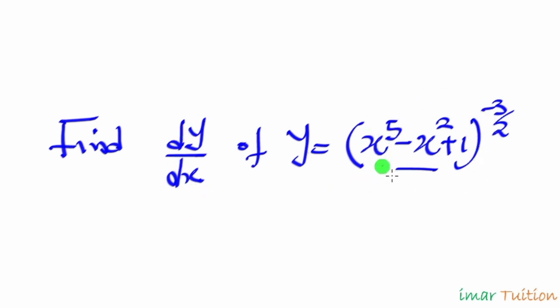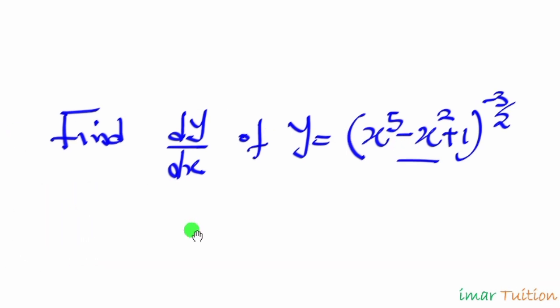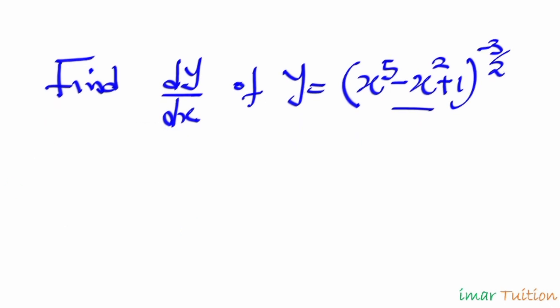This type of function here is a composite function. So we're going to use what we explained in our last video, the chain rule, to split it up into a function of a function. You're going to take the value of x^5 - x^2 + 1 here to be equal to u. So we'll let u be equal to x^5 - x^2 + 1.